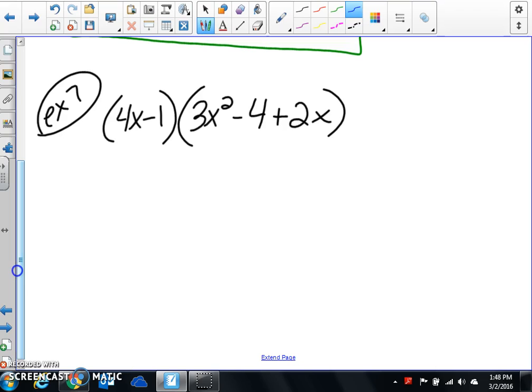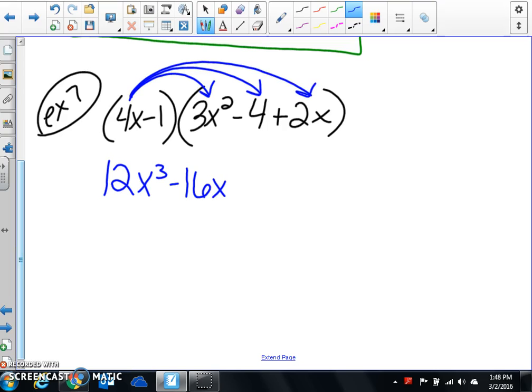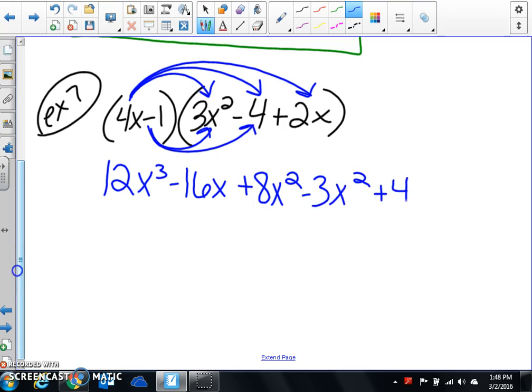All right, 4 times 3 is 12. X times x squared is x to the third. 4 times negative 4 is negative 16, and then I have my x. 4 times 2 is a positive 8. X times x is x squared. Negative 1 times 3x squared is negative 3x squared. Negative 1 times negative 4 is a positive 4. And negative 1 times 2x is negative 2x.